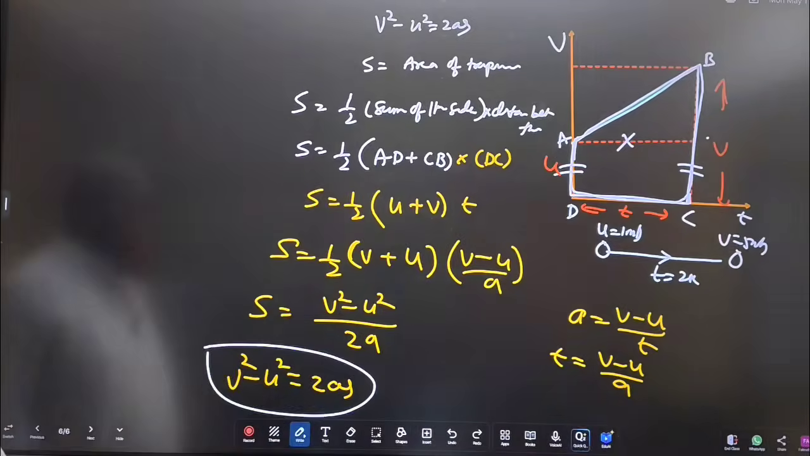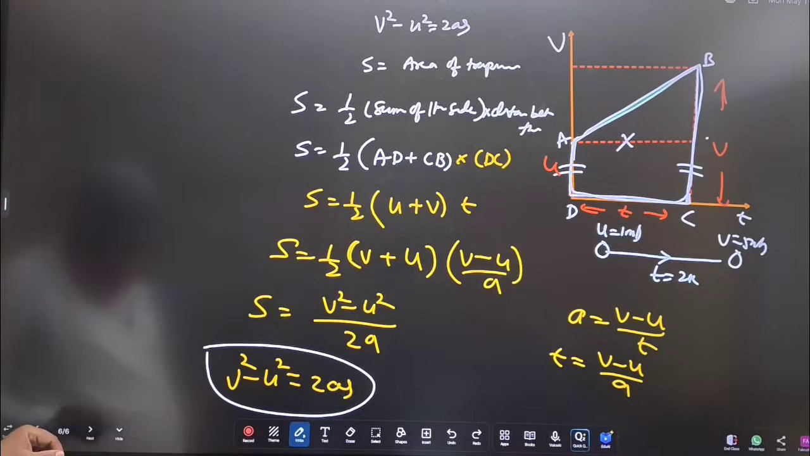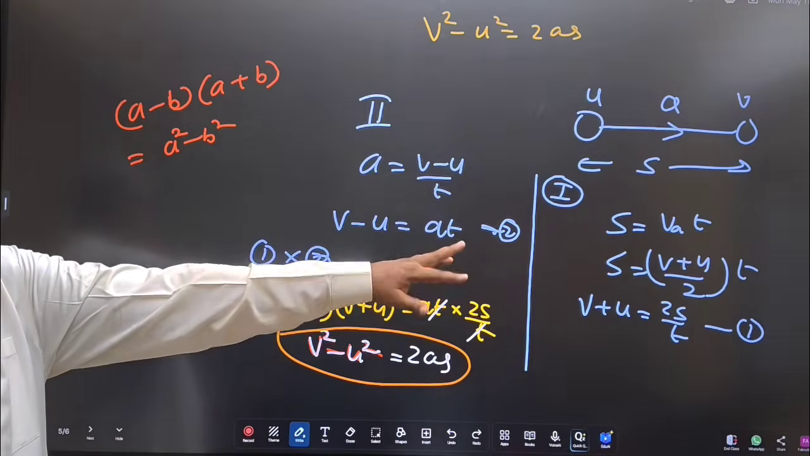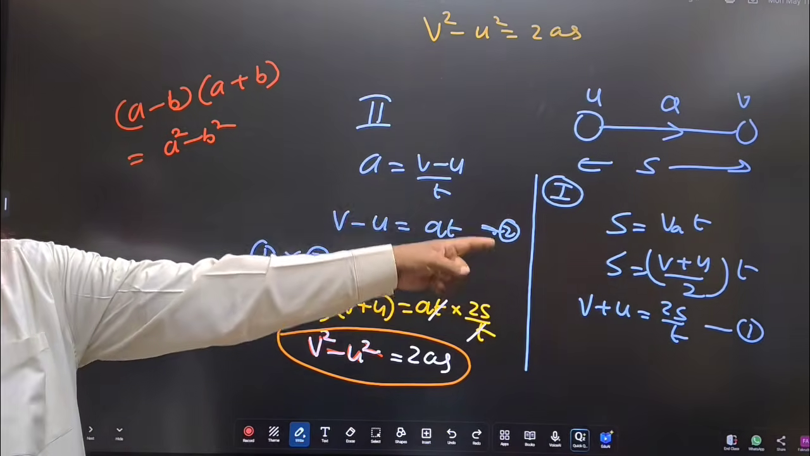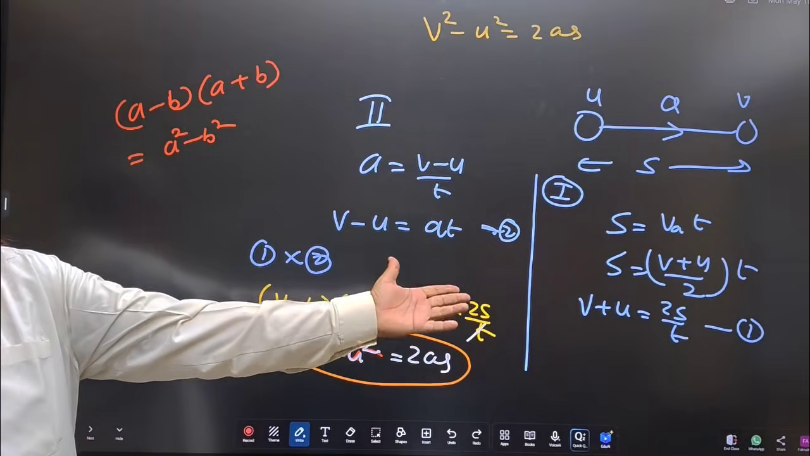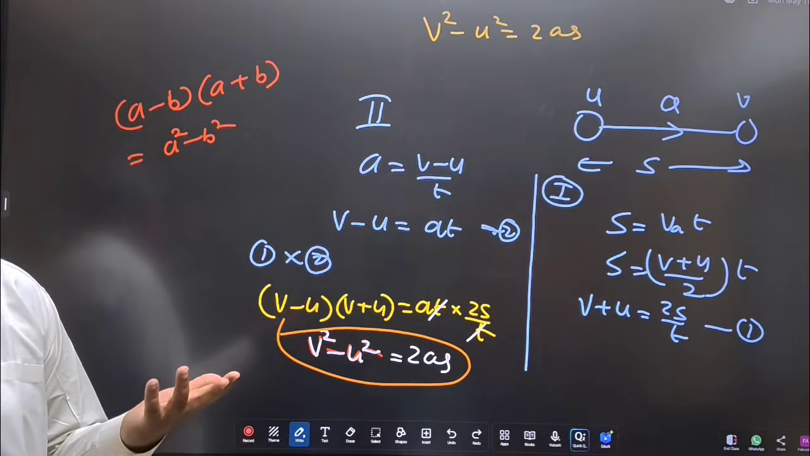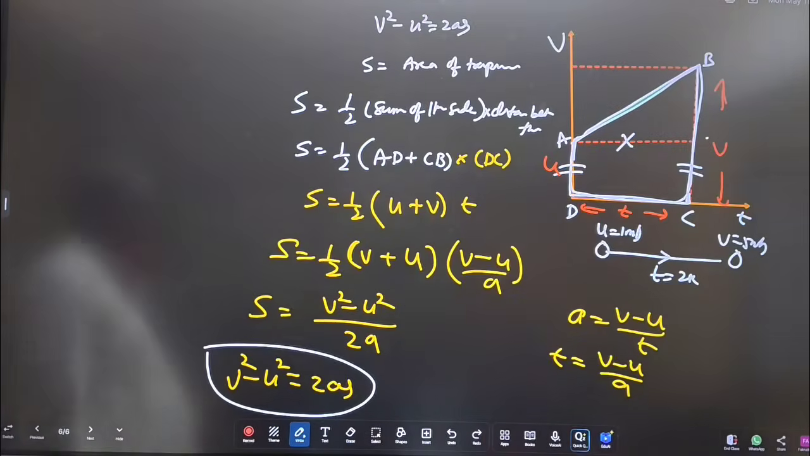Okay, so I have derived this by using graphs, where I have derived in the previous case by taking two different situations, taking displacement is equal to average velocity into time and the general acceleration formula. From this I will get v plus u, from this I get v minus u, the product gives you v square minus u square. That's it. So this is going to be the graphical representation.